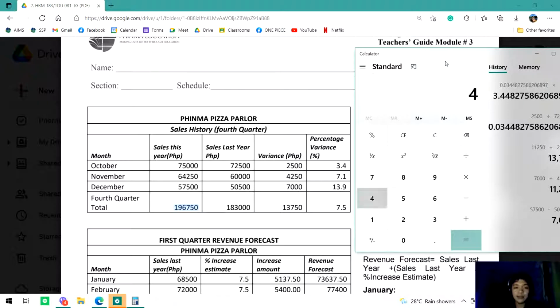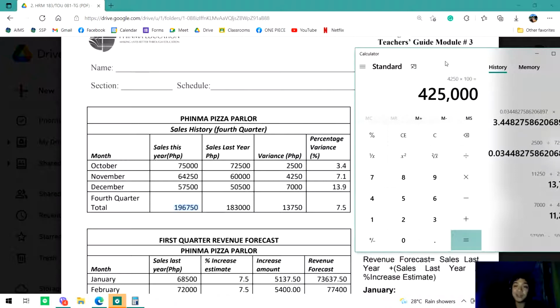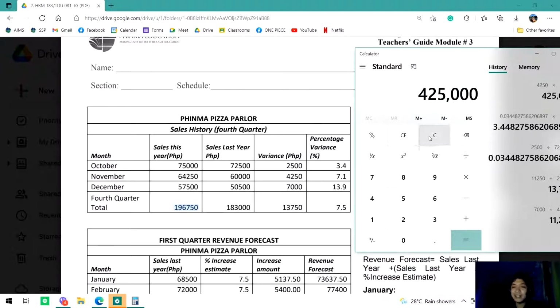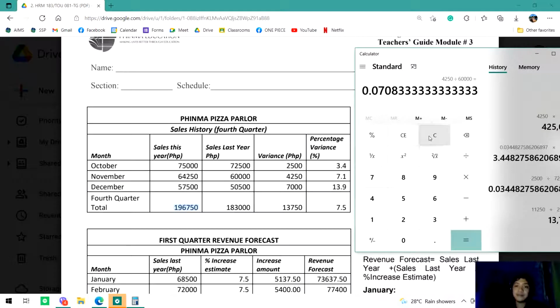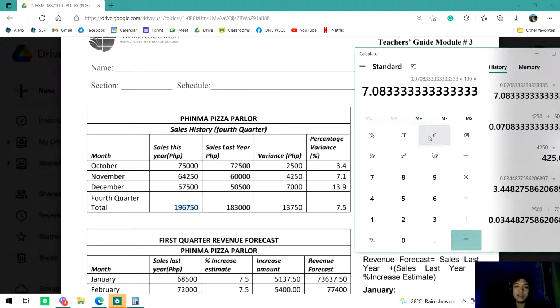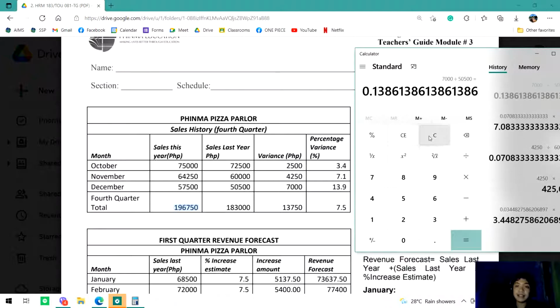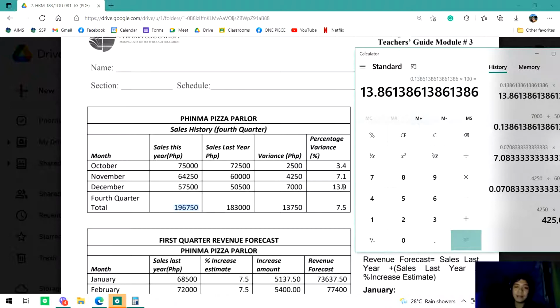Next, we have 4,250 divided by 60,000. We have this times 100. 7.1. So, tama rin siya. Lastly, let's see if tama siya. Variance over sales last year. 7,000 divided by 50,500. Times 100. 13.9. So, tama naman siya.